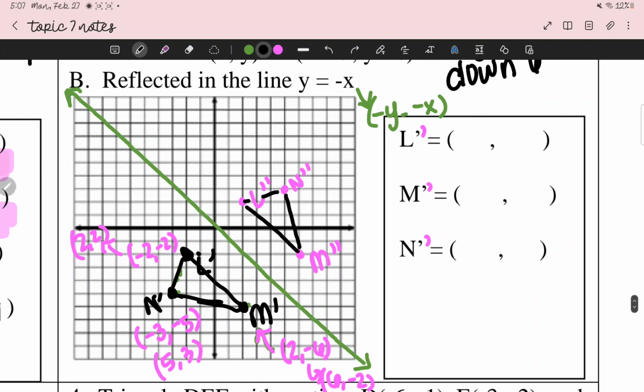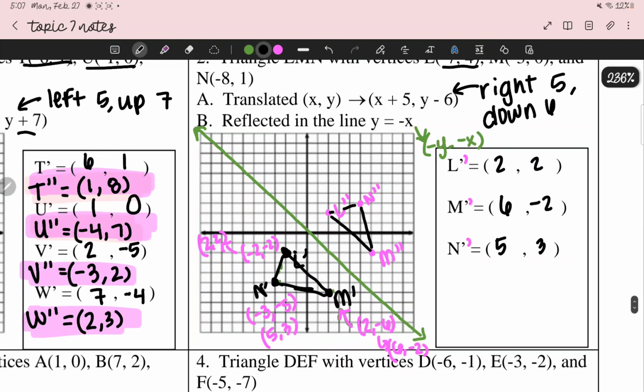Now you just have to name all the points. My point for L is 2, 2. For N, we had 5, 3, and for M, we had 6, negative 2. And we're done with that.